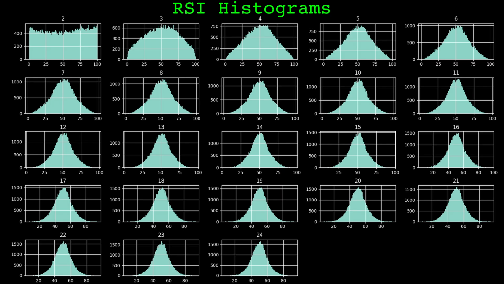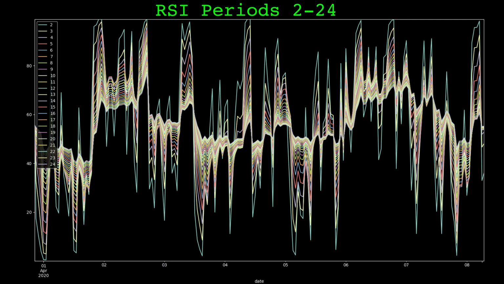Here are the histograms for each RSI period. For most period values, the distribution is bell-shaped. The notable exception is the 2-period RSI. Sometimes traders will use the Fisher transform on the 2-period RSI to get a more bell-shaped distribution, but that's a story for another video. Here's a plot of all the RSIs together.